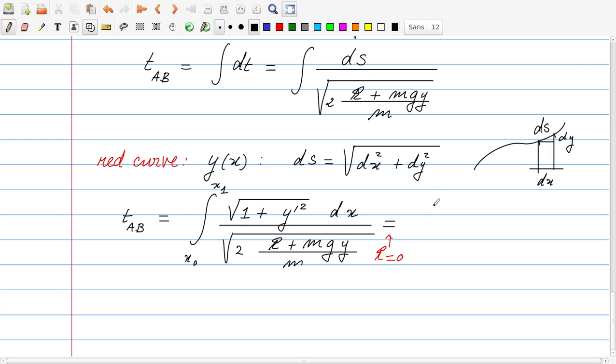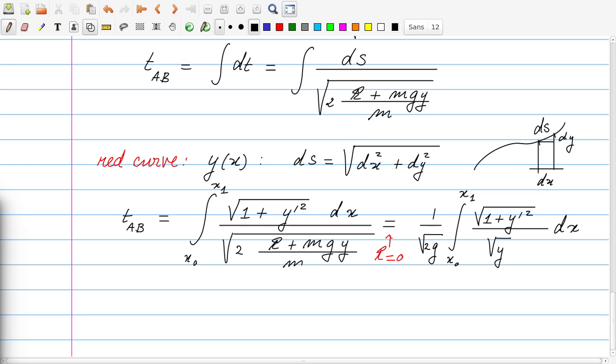then we obtain an even simpler equation, which reads 1 over square root 2g integral from x0 to x1 of the square root of 1 plus y primed squared divided by the square root of y dx should be minimized.